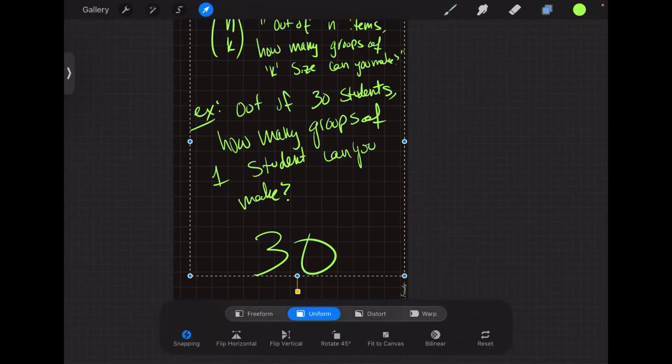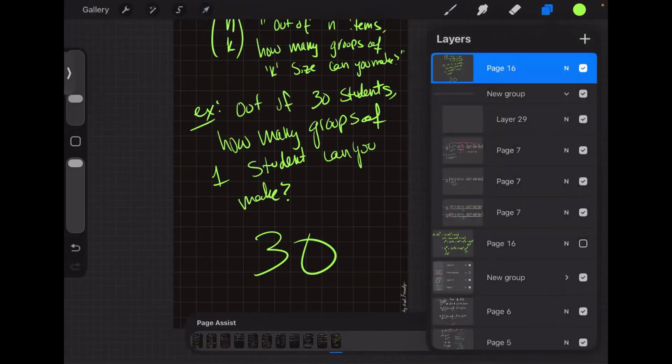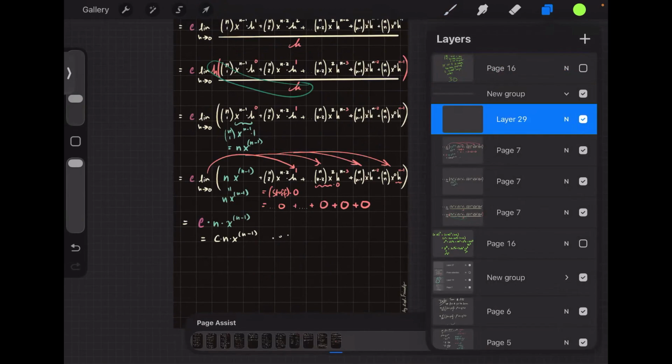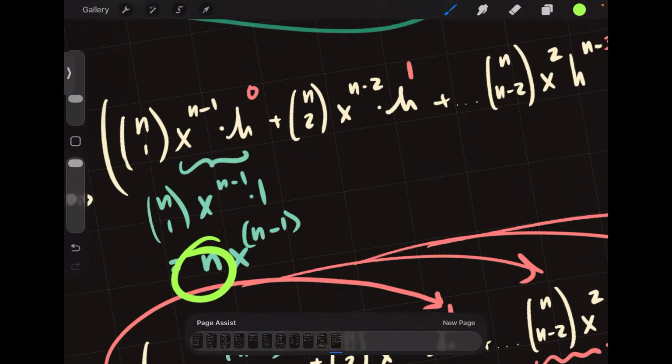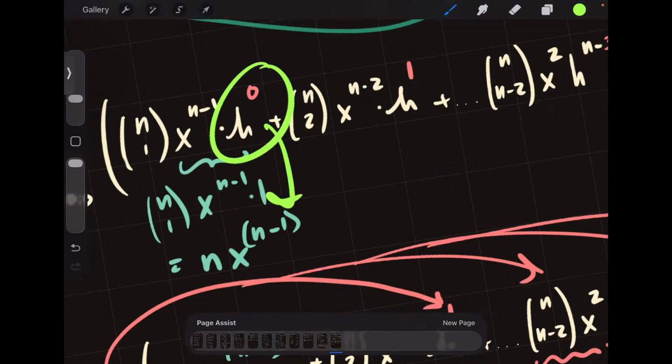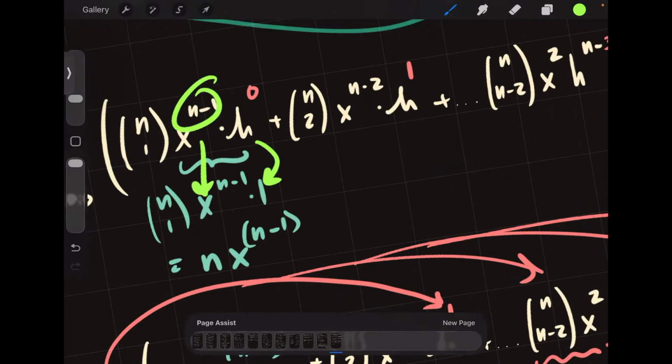It's like saying, oh, get into groups of one. There's 30 of you. How many groups am I supposed to have? That's what that means. But that means n choose one, make n groups of one, there should be n groups. And then h to the 0 is just 1. This doesn't do anything interesting.